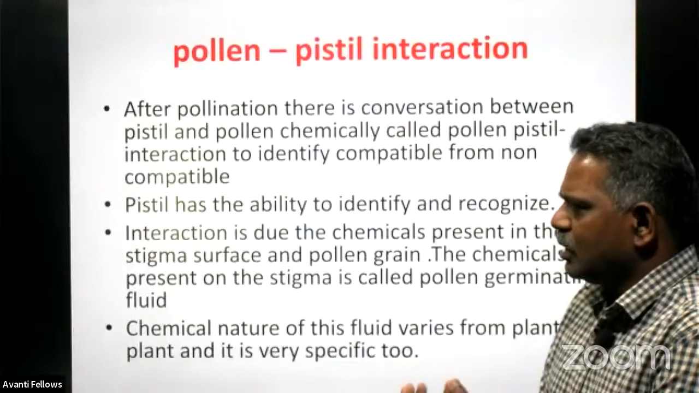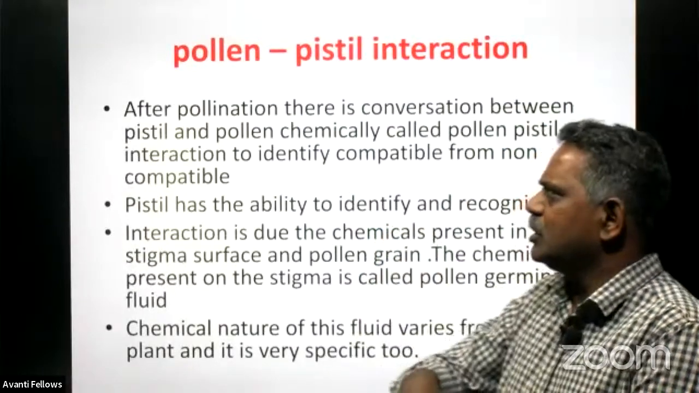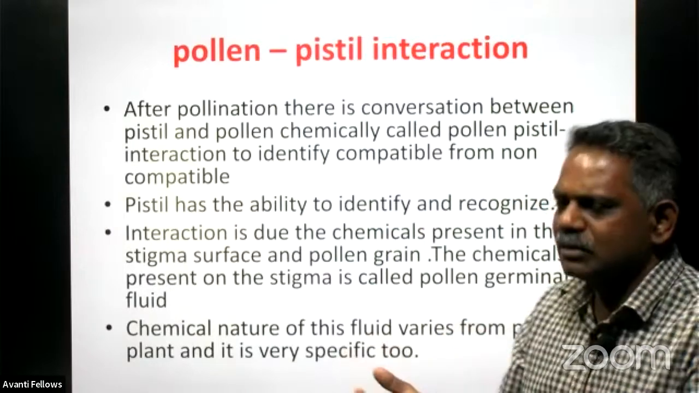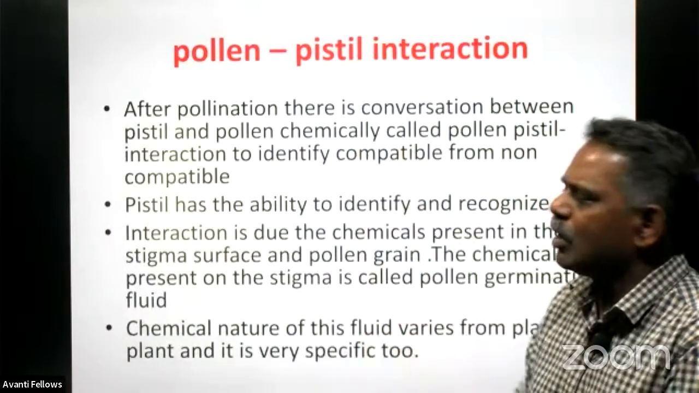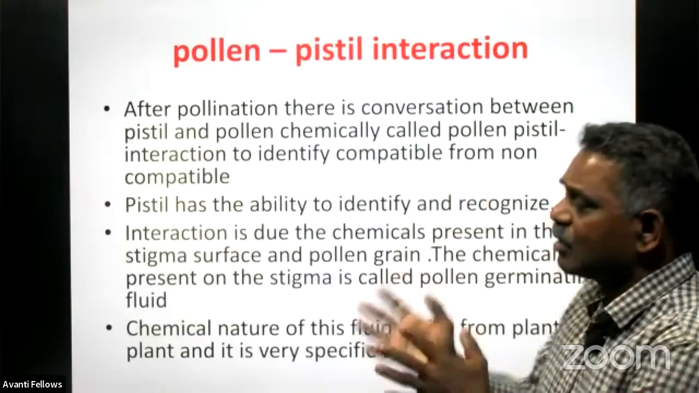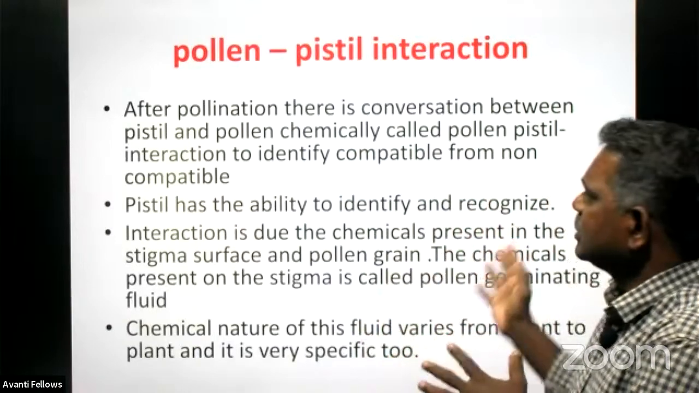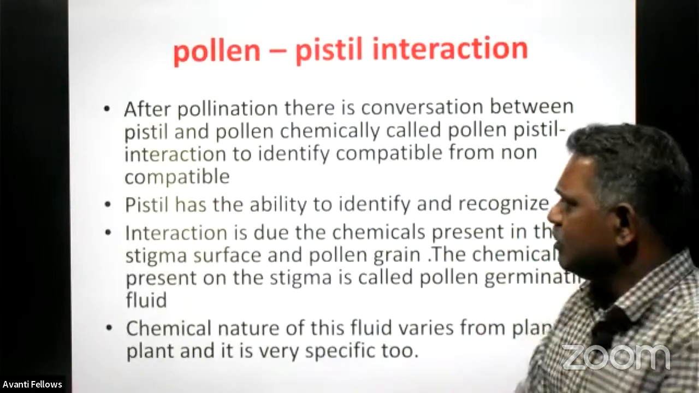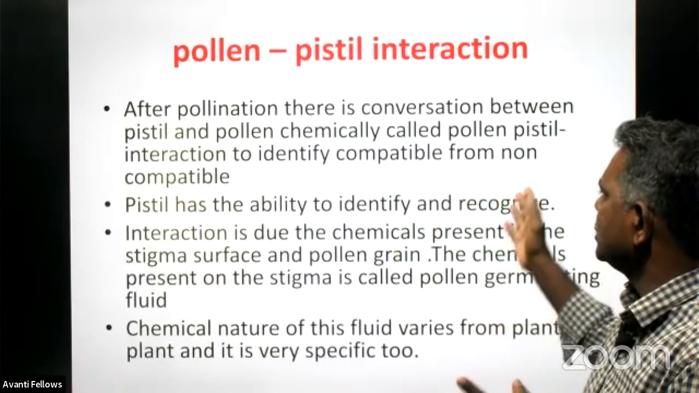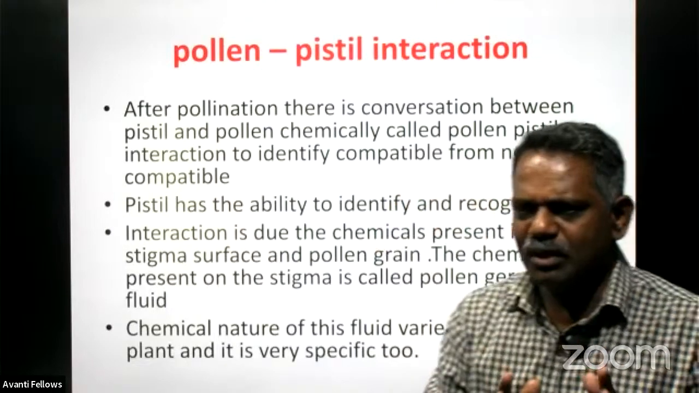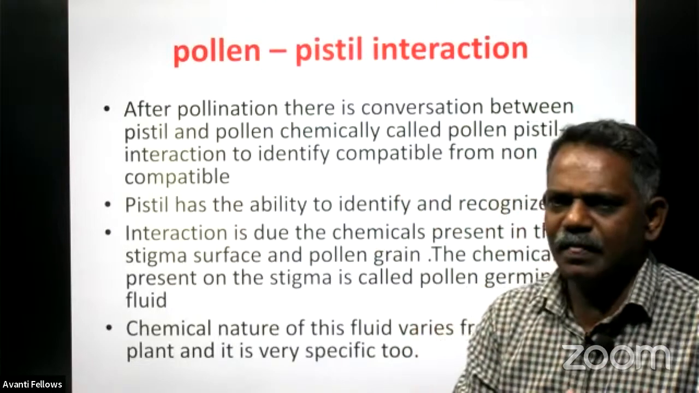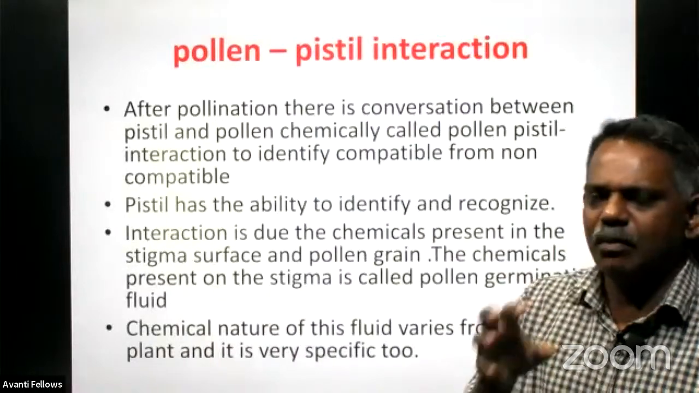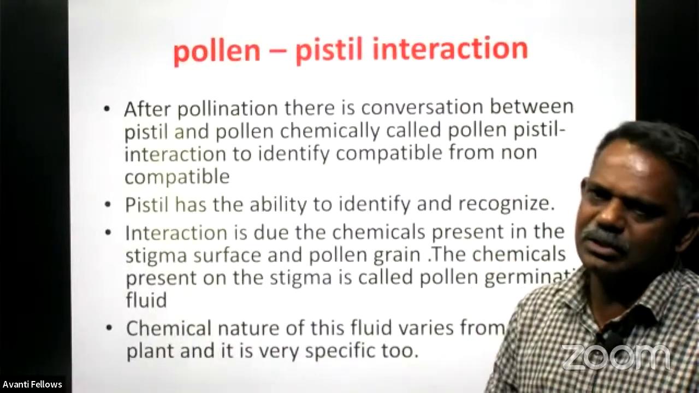After pollination, the pistil will ask many things of that pollen grain, through a chemical conversation only. It is called the pollen-pistil interaction, exclusively to identify the compatible from the non-compatible. Means what? Matching one. What type of pollen grain will match with the stigma? The pollen grain of the same species only.